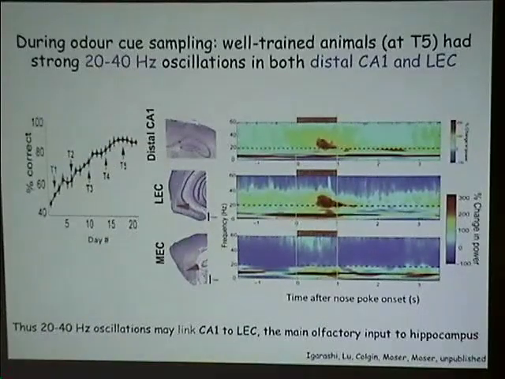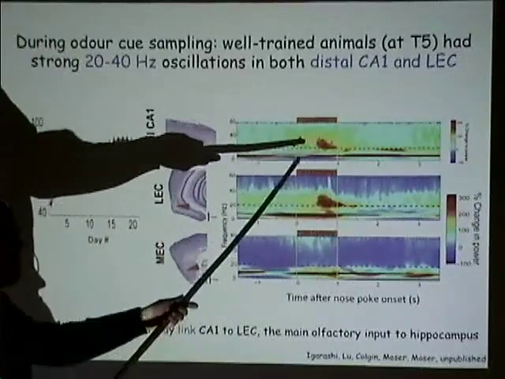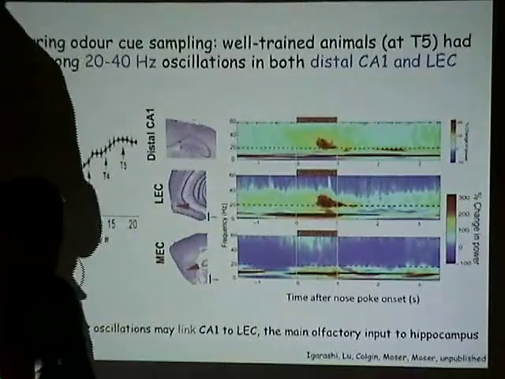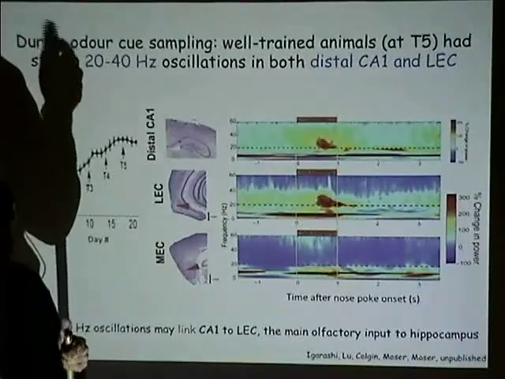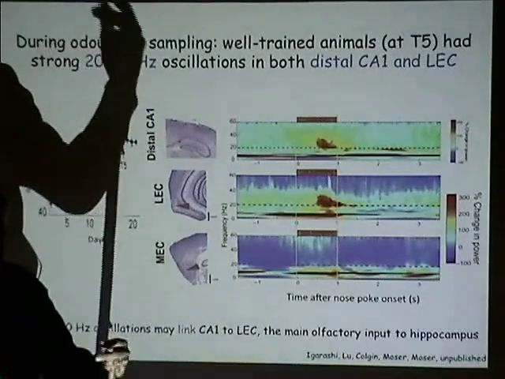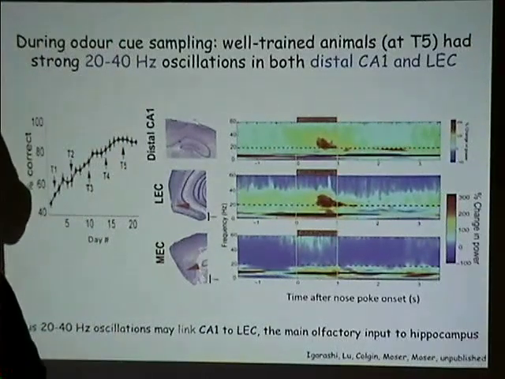Yeah. Exactly, the second half of the cue sampling period. Is there a reason why this should be the second half? Yeah, there's a reason, because when the odor delivery begins, it takes a few hundred milliseconds simply for the odors to get into the nose. So that's quite expected.